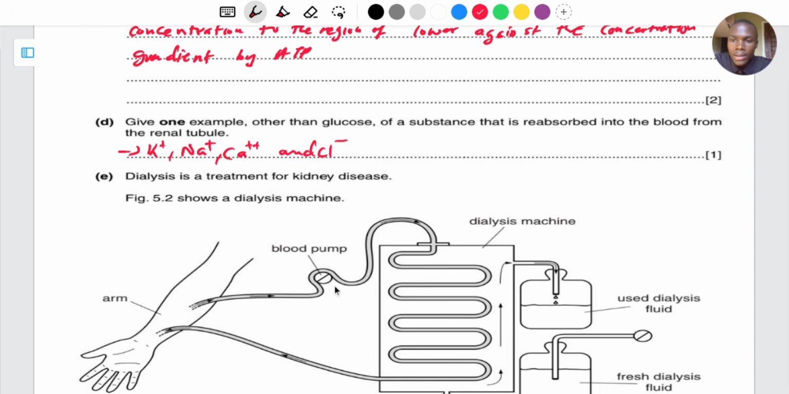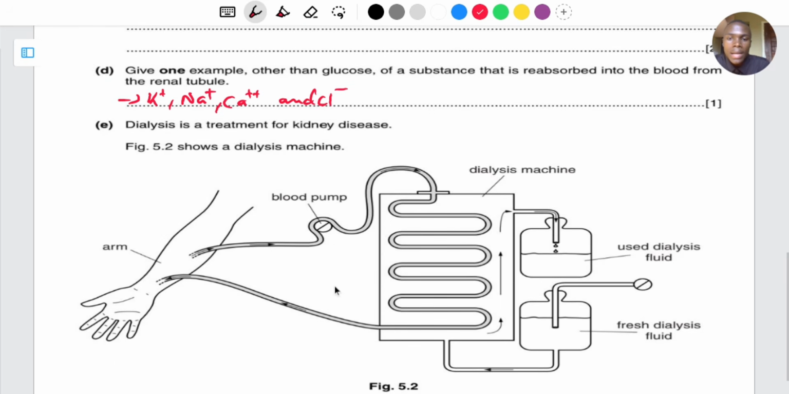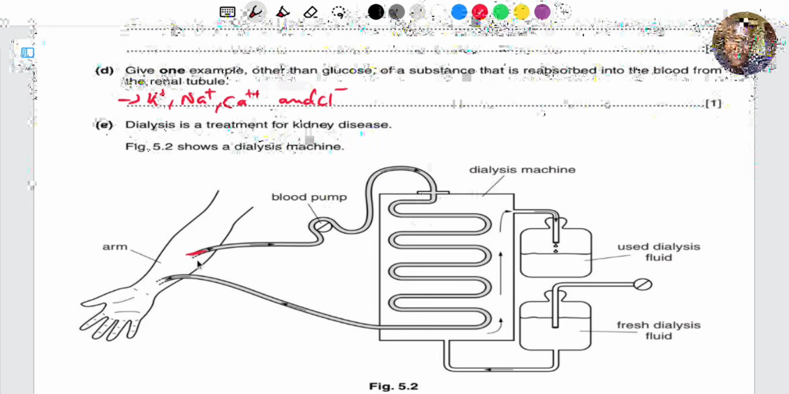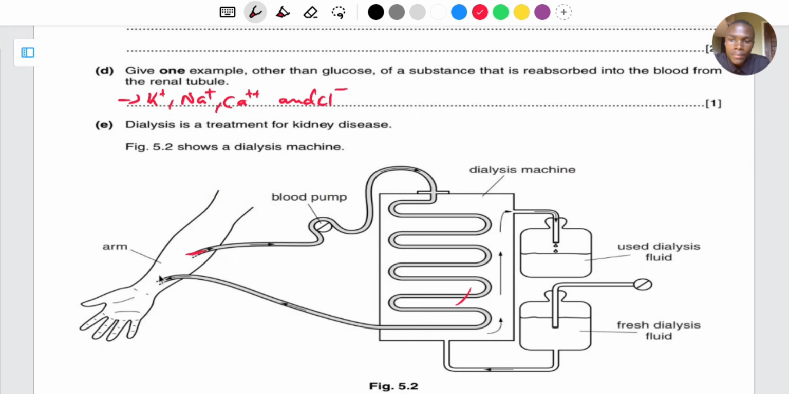This one is saying dialysis is a treatment for kidney disease. Figure 5.2 shows a dialysis machine. So let's do a review of this dialysis machine. We have this part here. This tube is connected from the artery, isn't it? It's connected from the artery, then it's moving that side. Then this is the vein. So this is the artery, and this is the vein.